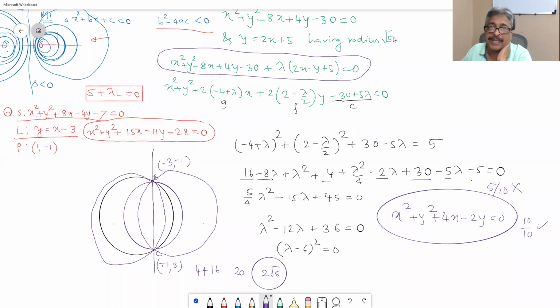Now I just modify that and say find 2 circles having radius 5 instead of root 5. Calculations for radius equal to 5.